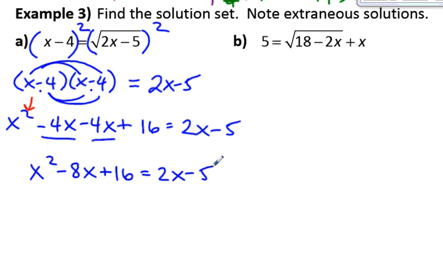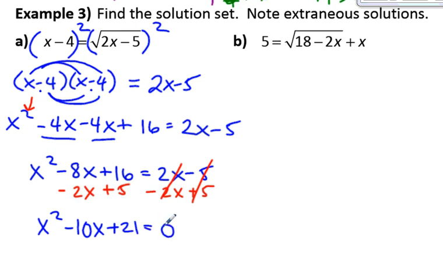Remember I told you that if you ever have a squared involved, you're going to have to factor, and you have to set your equation equal to 0. So I'm going to subtract my 2x, and then my negative 5, I'm going to add that. So the 2x will subtract from the negative 8x, and the 5 will add to the 16. All right, so now I have x squared minus 10x plus 21 equals 0.